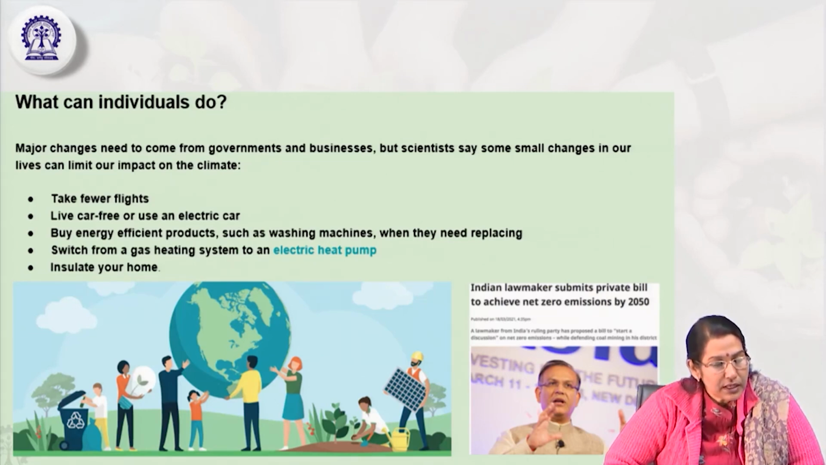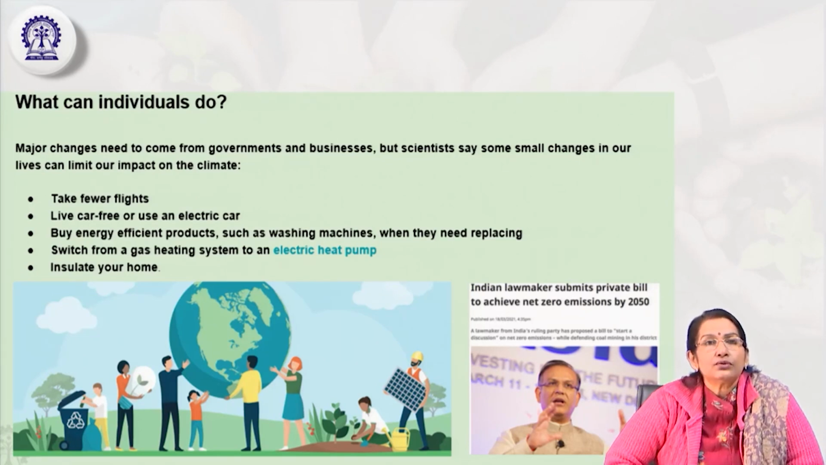Similarly, switch from gas heating systems to electric heat pumps, with minimum use as per requirement: sustainable use of water pumps, sustainable use of electricity, sustainable use of gas, and all kinds of consumption. That is how we have to develop a sustainable consumption style.